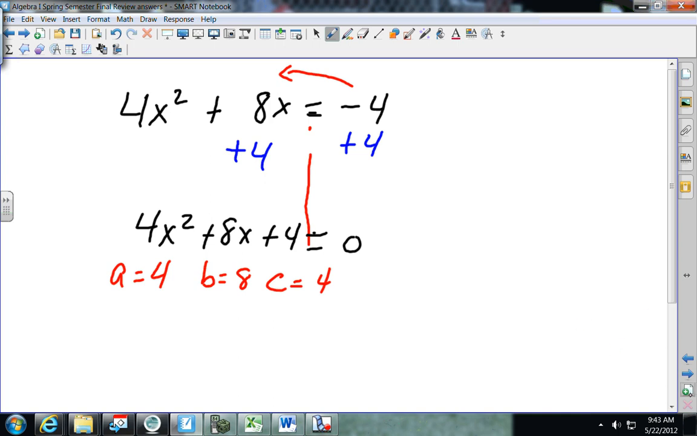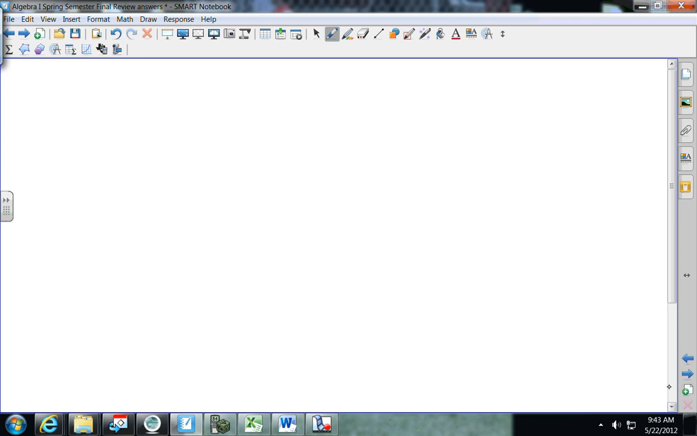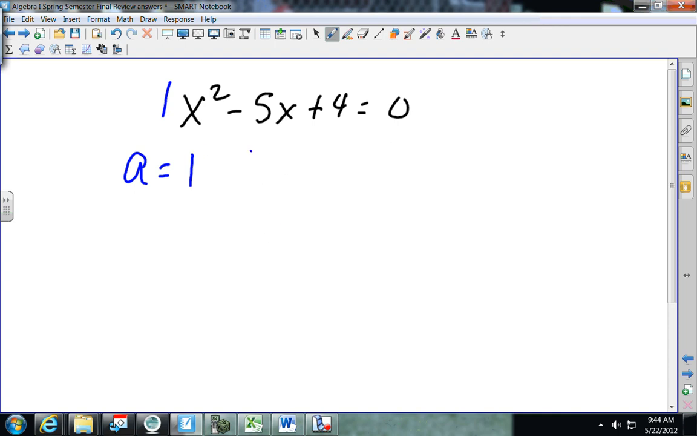The next one, I have x squared minus 5x plus 4 equals 0. Well, it's already set equal to 0, so I can already find a, b, and c. A is the number in front of x squared. A is 1. B is negative 5. And C is 4. That's all you had to do on those.